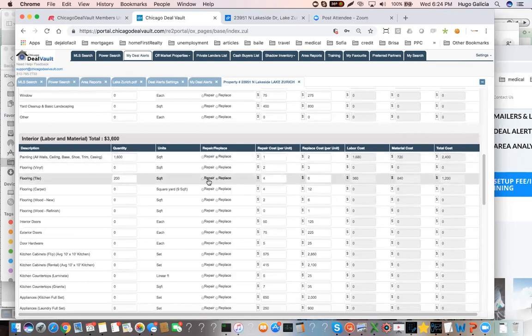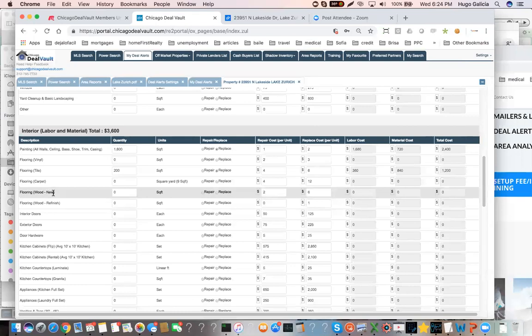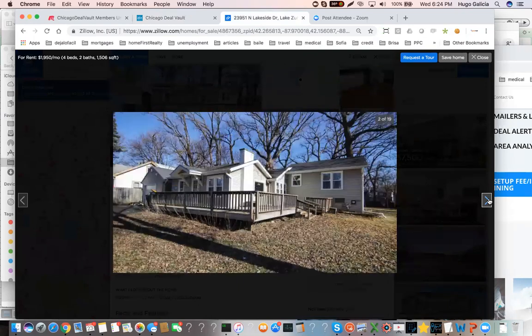You can select whether you're going to repair or replace. So we're replacing the tile. We're obviously painting brand new. And then we chose to replace the flooring. We put in engineered flooring. So I'm just going to give you a peek of what the after rehab pictures look like, okay?